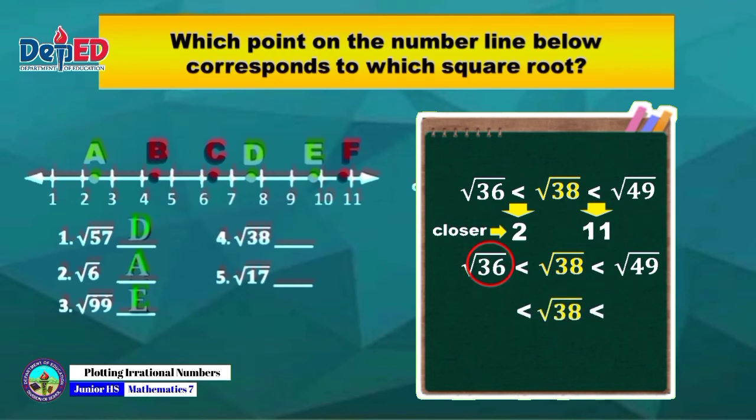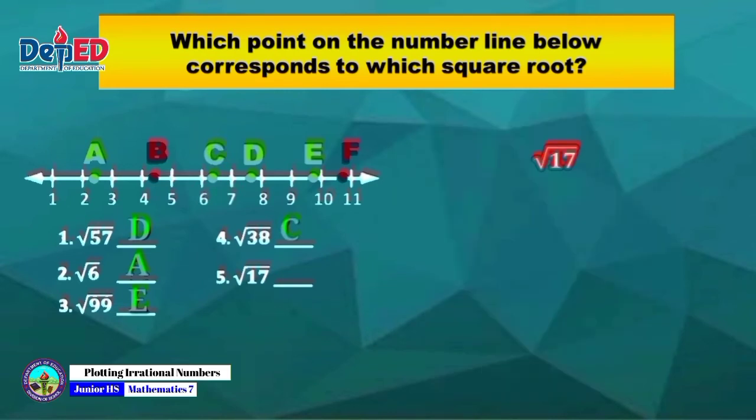The square root of 36 is equal to 6, and the square root of 49 is equal to 7. Since the square root of 38 is closer to 6, the point must be closer to 6. Locate 6 and 7 on the number line. So, the answer is letter C.